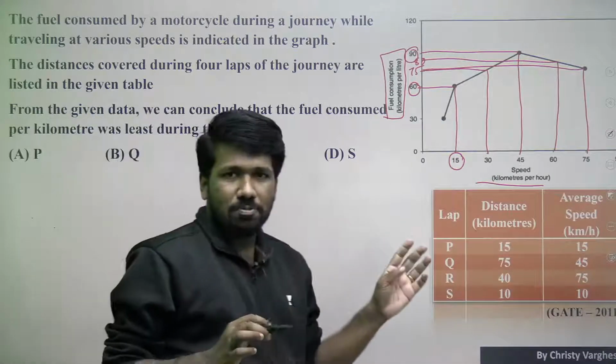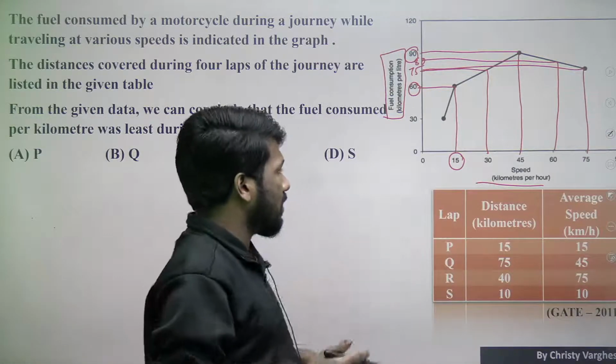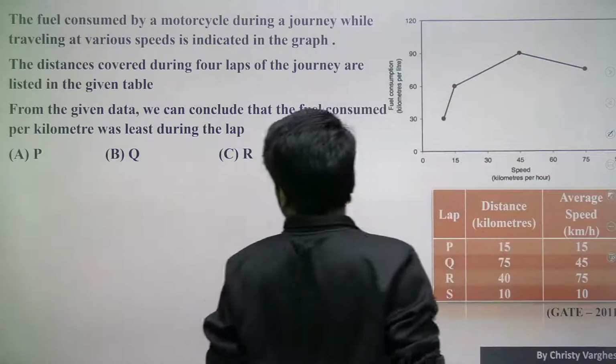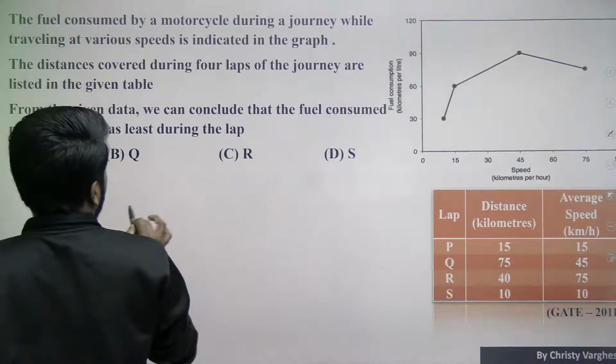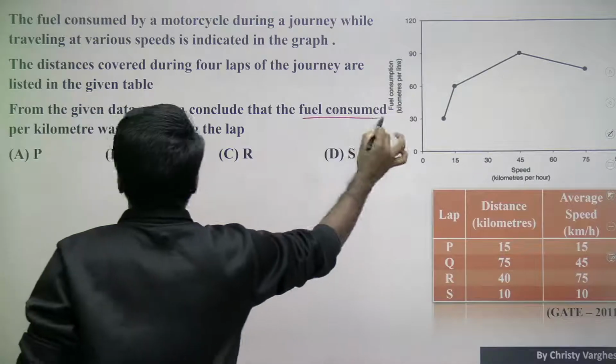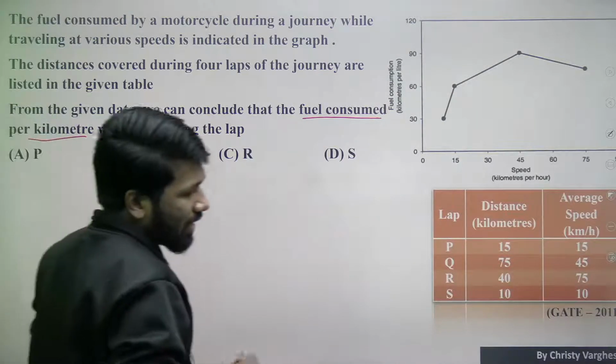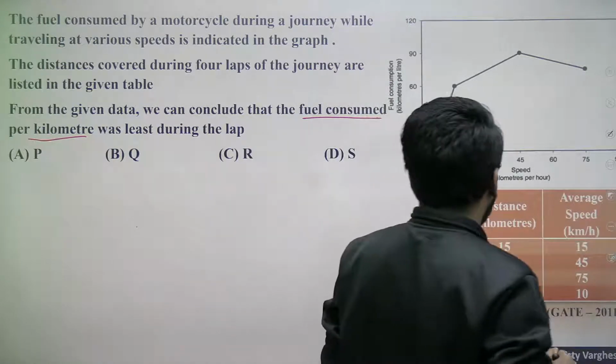In the previous question it was expressed in a bar graph, here it is expressed in a line graph. Now what is the thing that we need to find? From the given data, we can conclude that the fuel consumed per kilometer, just the same twist as in the previous question.